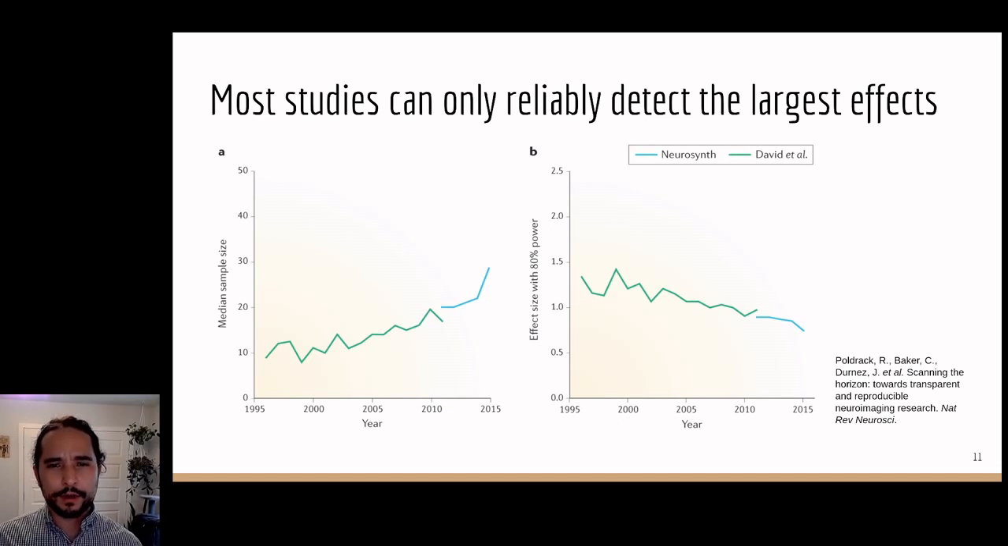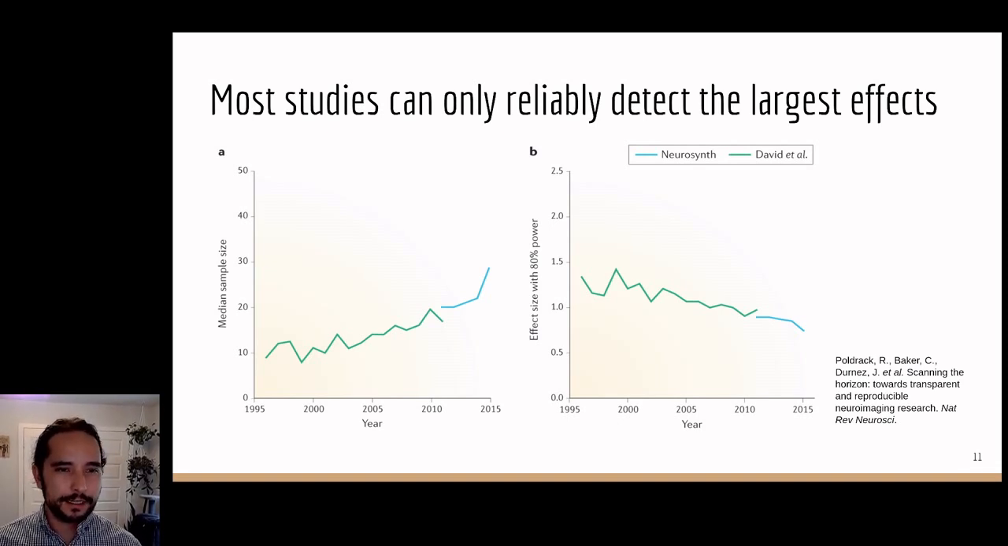Now the question is, okay, that was a simulation, but in the real world, is this a problem? And the answer is yes. In this paper, Russ Poldrack and some colleagues looked at real sample sizes out in the wild. What they found was that over time, sample sizes have increased. In 1995, there were only 10 people per study, and in 2015, we had around 30.